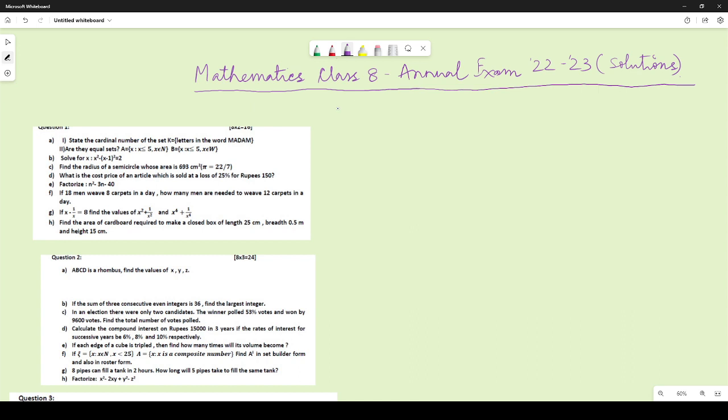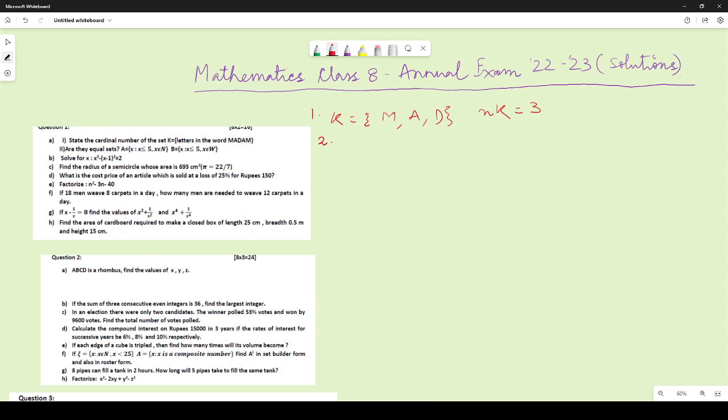State the cardinal number of the set K, letters in the word madam. So if you look at set K, you can see that the letters here are M, A and D. Others are repeated, and you know that the elements of a set are not repeated. We do not repeat any set elements. So we will write only MAD. So that means the cardinal number of set K is 3.